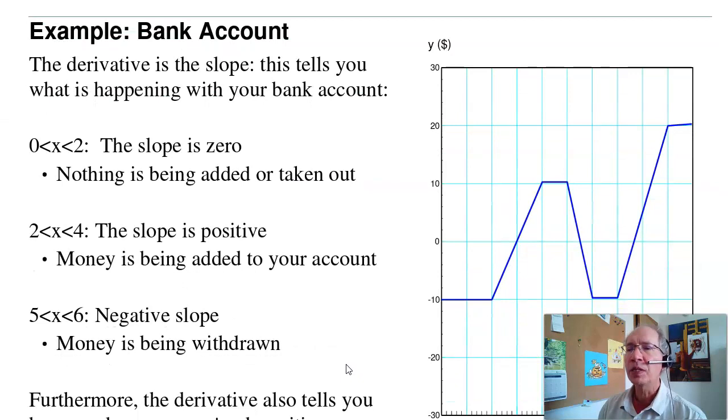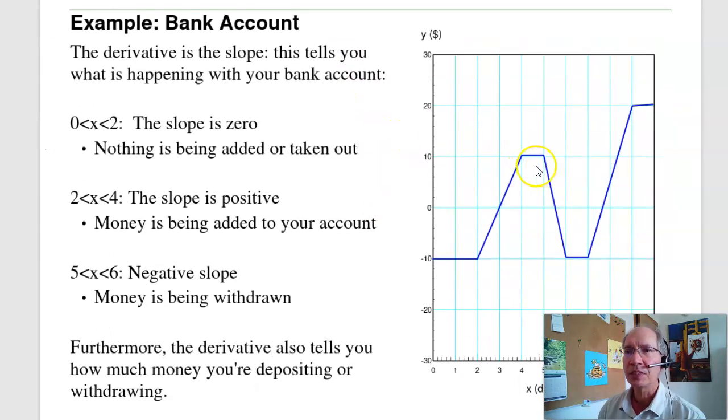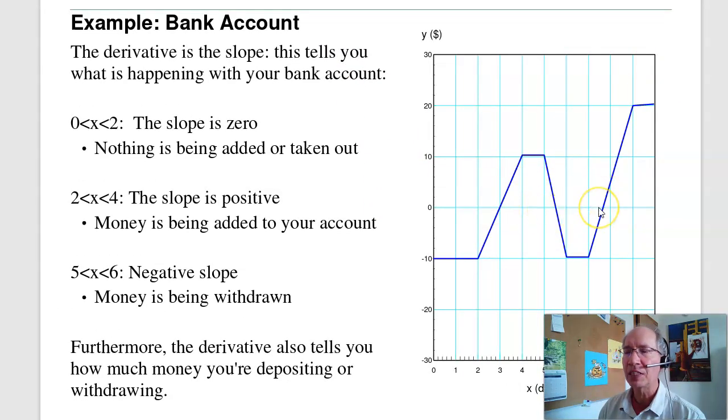One way to think about the derivative is to think about your bank account. Suppose this is the balance in your bank account at any given time. The derivative, or the slope, tells you how much money you're adding or withdrawing. If you're adding money, the slope is positive. If you're withdrawing money, the slope is negative.